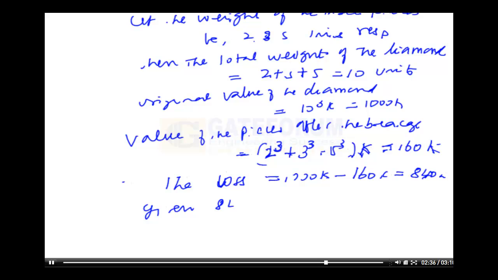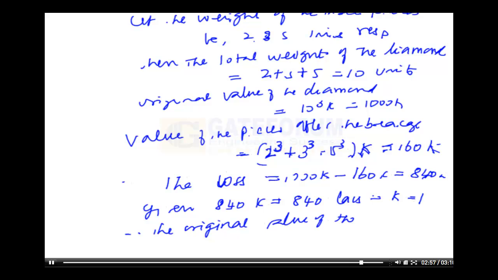Given 840k is equal to 840 lakhs, which means k is equal to 1. The original value of the diamond is equal to 1000k, which is 1000 crores.